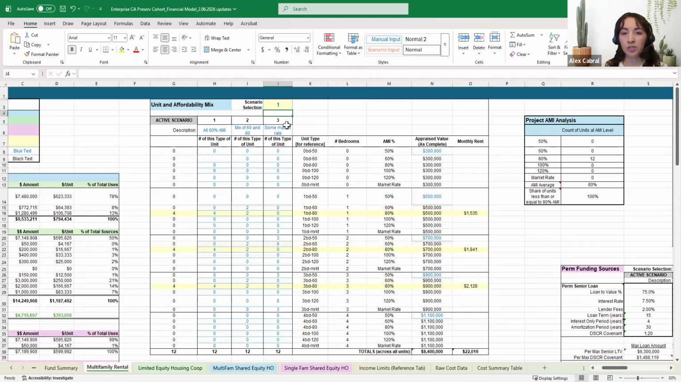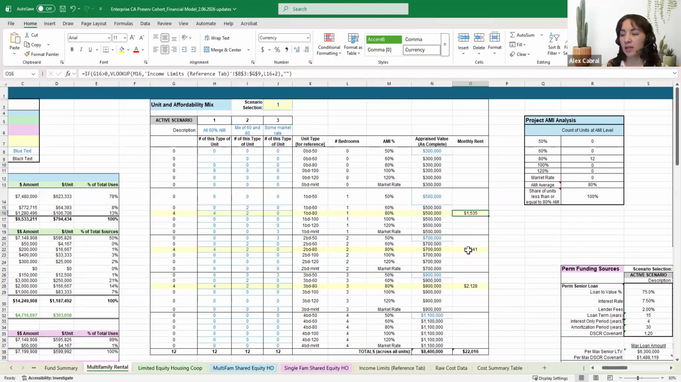Okay, so we'll go back to our scenario one. We've filled out what we think our unit mix will be. And we also want to fill out the appraised value of each unit as complete, so if we were to sell these on the market. These automatically fill in below, and these calculations will help us calculate our loan to value for the perm loan, which is why they're there.